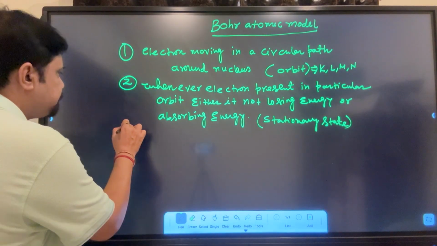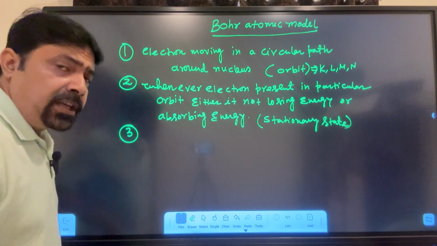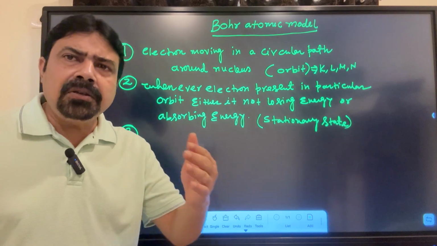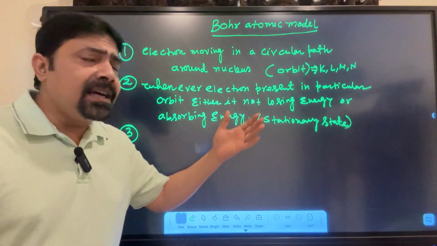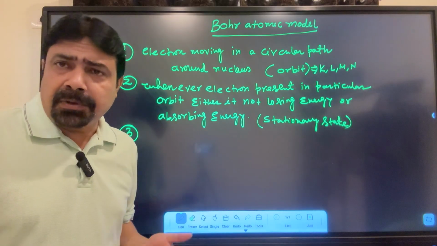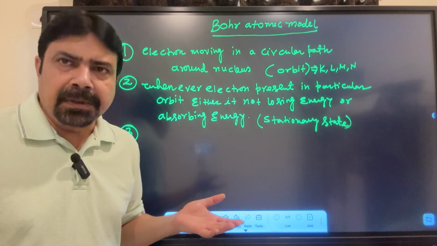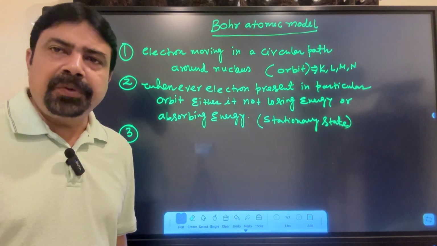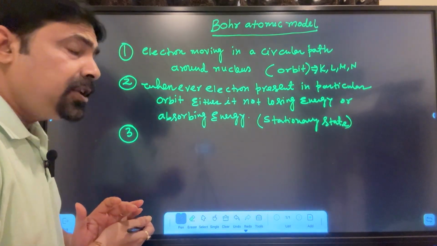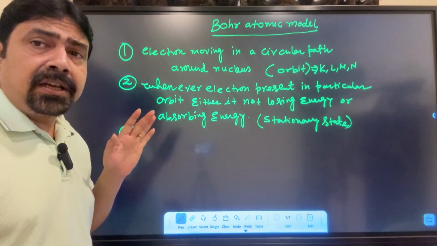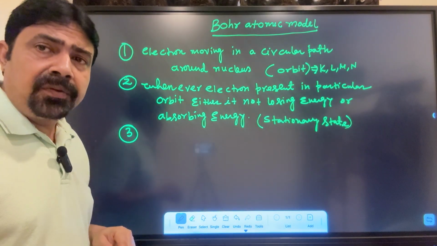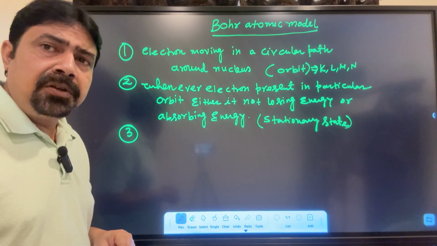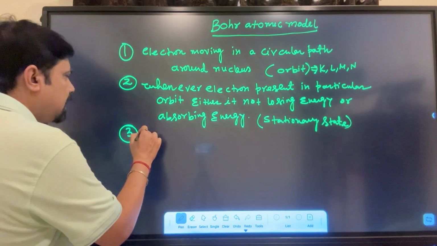Now the next point he is telling: later on we will know that the n value is the principal quantum number. Whenever the principal quantum number value increases, the energy of the orbit also increases. That's why when an electron moves from a higher energy orbit to a lower energy orbit, there will be a release of energy. When an electron goes from a lower energy orbit to a higher energy orbit, there will be an absorption of energy.